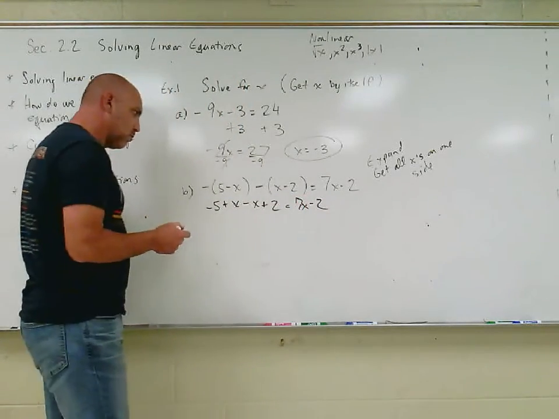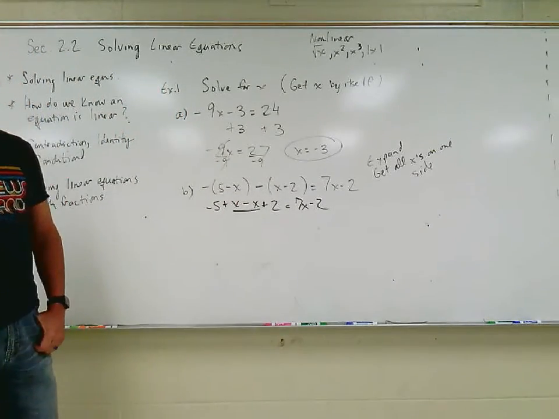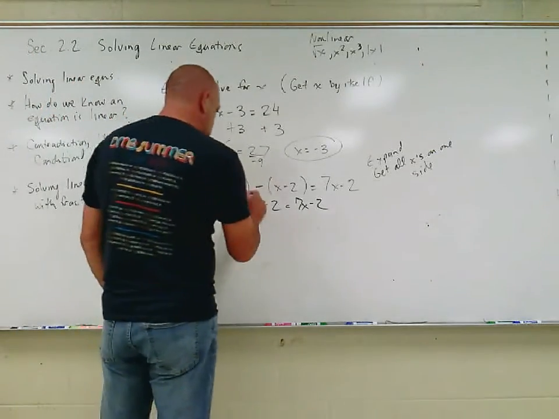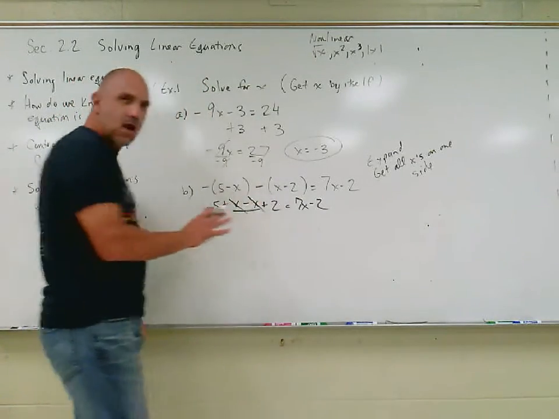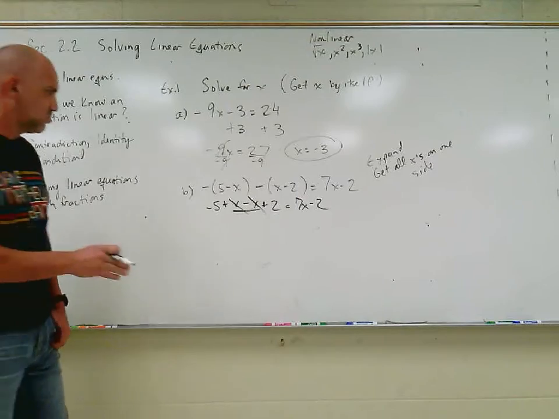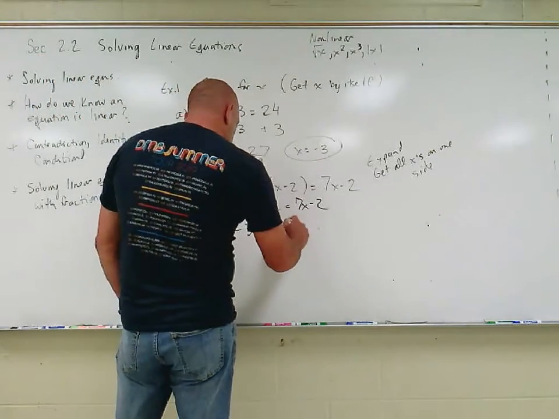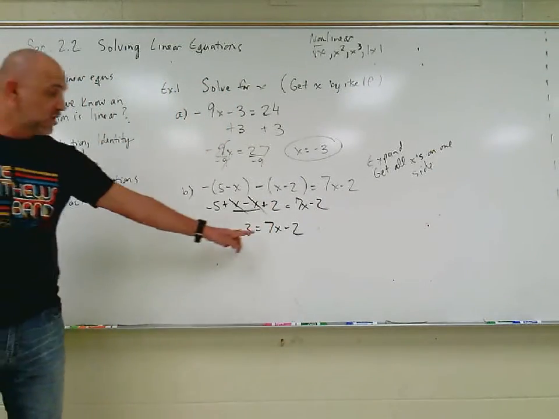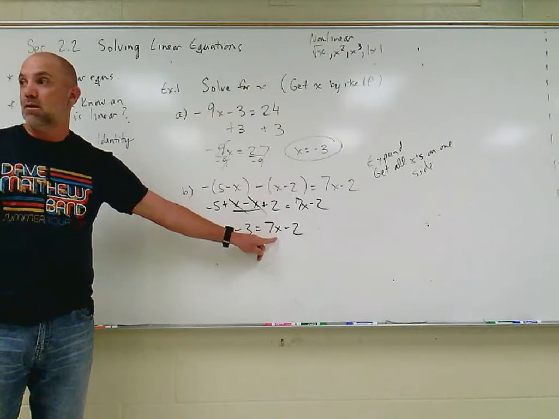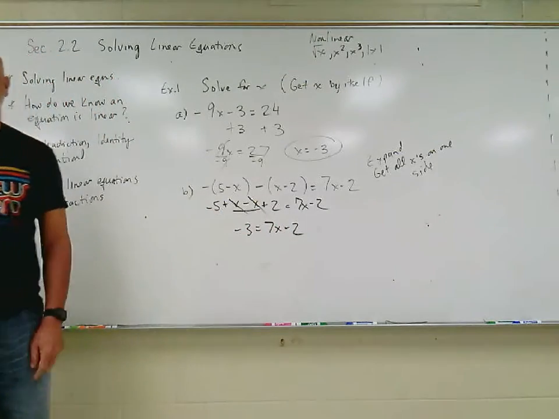Now, what can you go ahead and do with these two x's? They cancel, okay? And then now, you see how it kind of is starting to simplify. So now we have negative 5 and 2, which adds up to negative 3. We have 7x minus 2. Now we said get all the x's on one side, so I would just leave them on the right for now. So I'm going to leave x on the right and try to move everything else over.